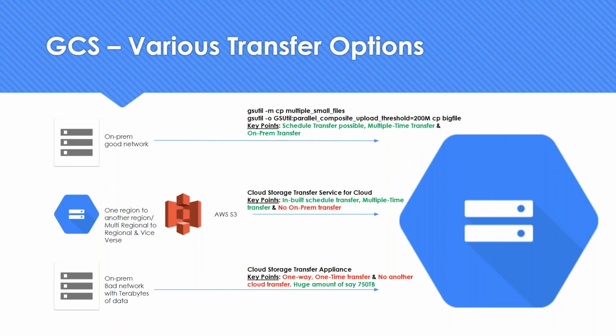Okay, if there's no question, I forgot to have a break. So we'll have a break. Once we come back from the break, we will look into the last option: on-prem to GCP, but the network is really bad. So you have a bad network. What is the option which you can use?